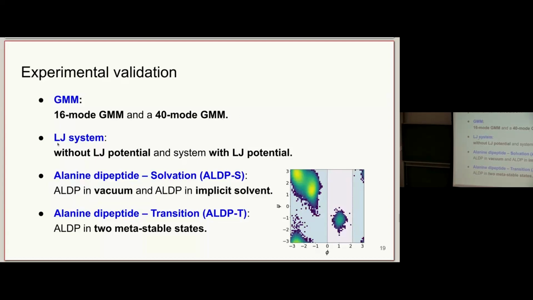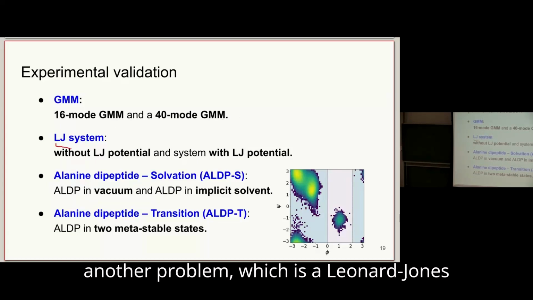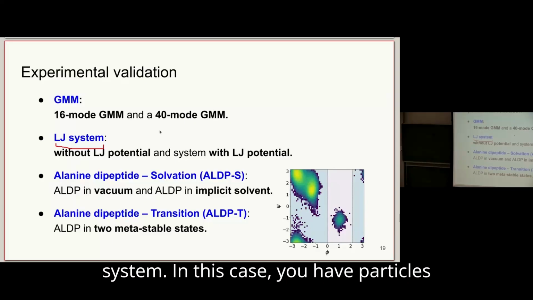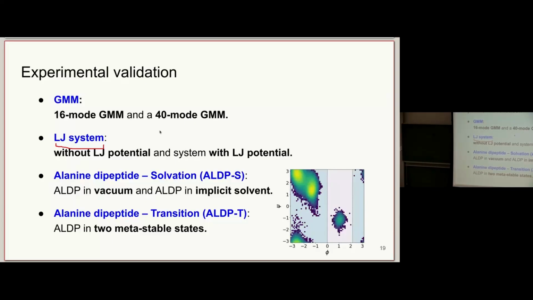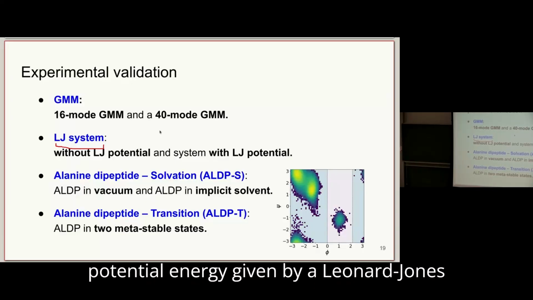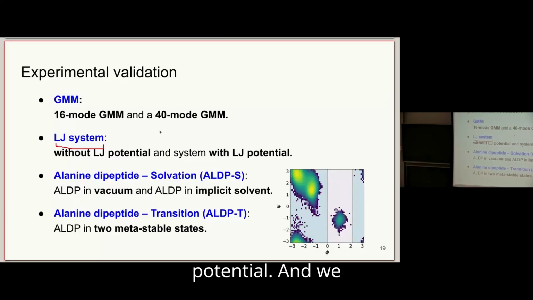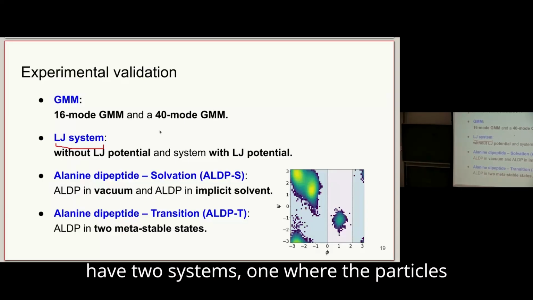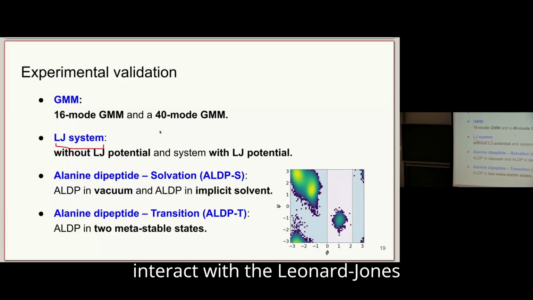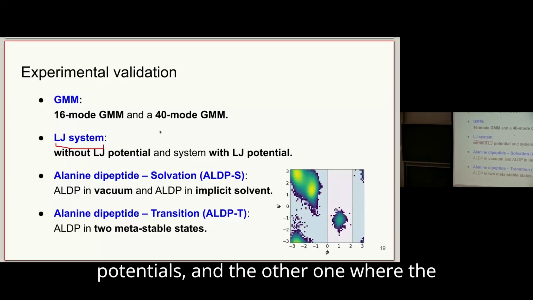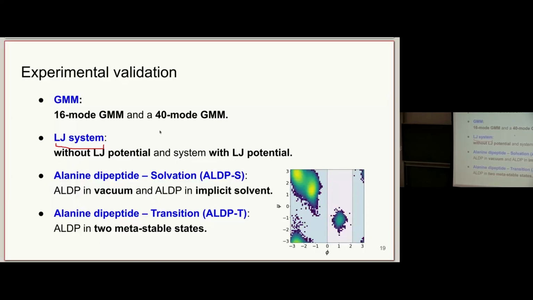We use another problem, which is a Lennard-Jones system. In this case, you have particles in a box, for example, and they're going to interact according to some potential energy given by a Lennard-Jones potential. And we have two systems, one where the particles interact with the Lennard-Jones potentials, and the other one where the particles don't interact with each other.